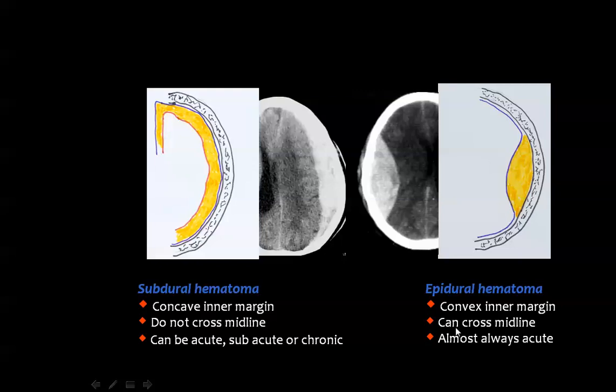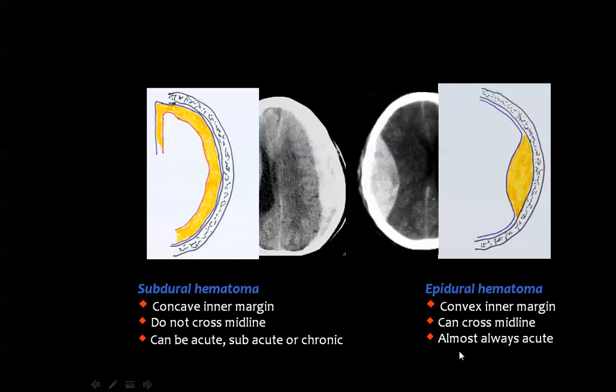Number two, the epidural hematoma can cross the midline. If you see blood here in between the calvarium and the dura, and this blood is near the midline, it can cross to the opposite side. But the subdural hematoma cannot cross the midline because it will extend into the interhemispheric fissure, and it is bordered by the dura of the falx, which prevents the hematoma from crossing the midline.